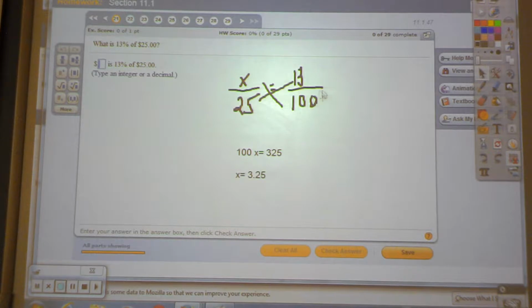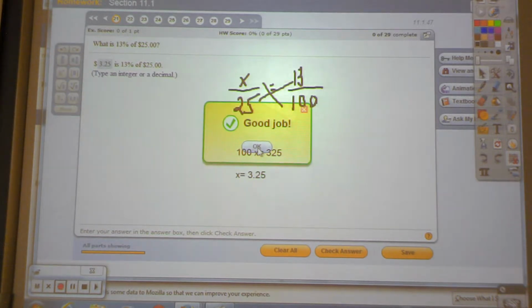All right, so 3.25 should be your answer. We got it right. Good job. You're a winner.